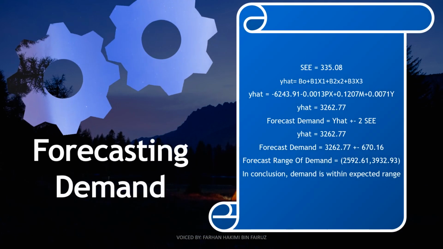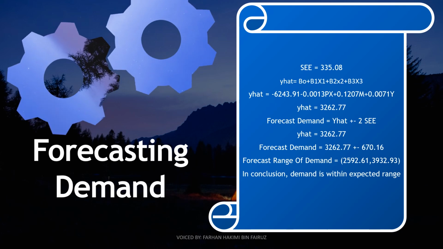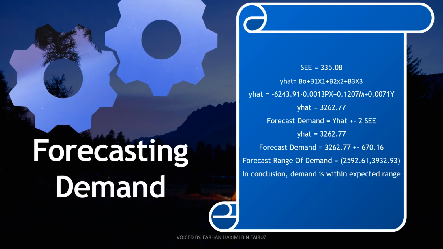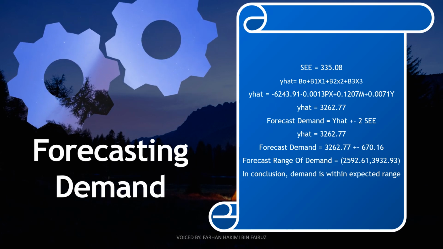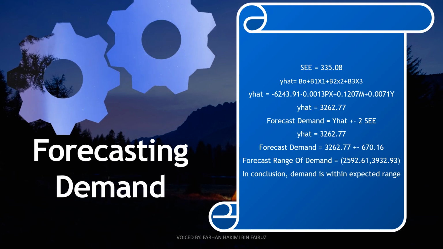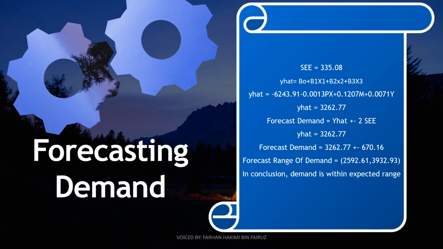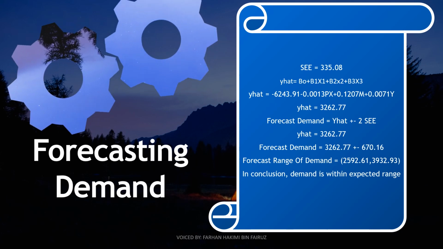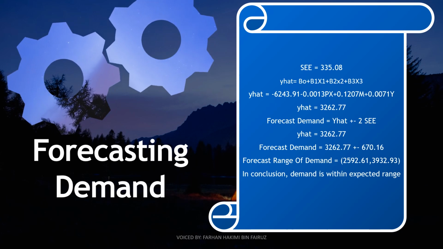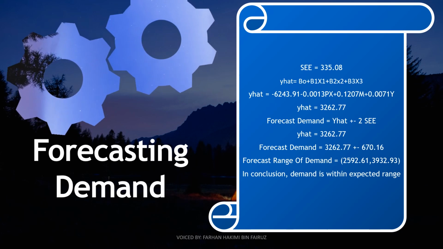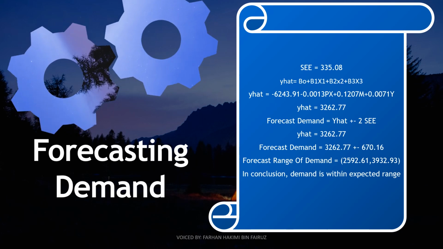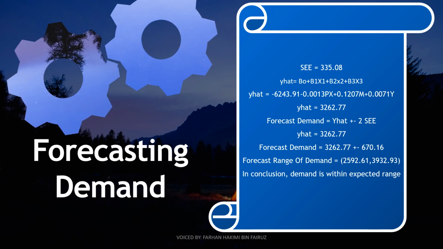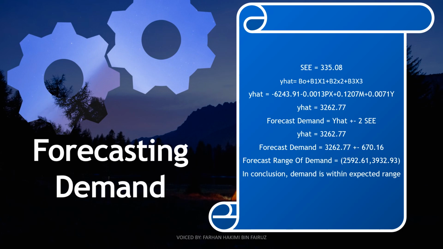Then, to forecast demand, we use our standard error value 335.08 that we got from our regression output. Then, we use our y-hat value by substituting the first row of our data into the y-hat equation, which give us 3262.77. By using these two formula, we substitute into the forecast demand formula and we will get a forecast range of demand of 2592.61 and 3,932.93. In conclusion, demand is within expected range.